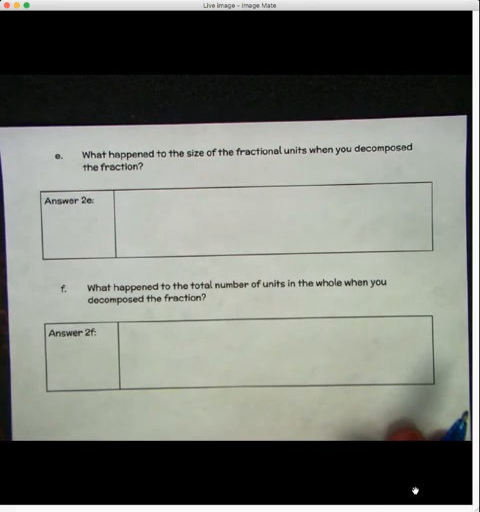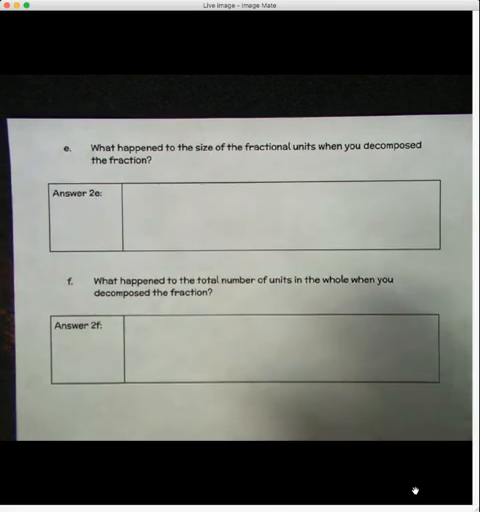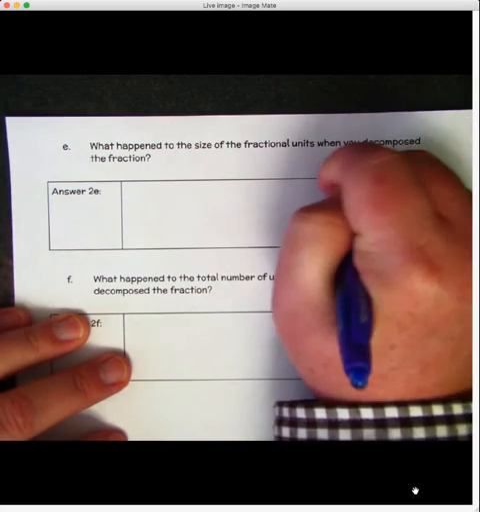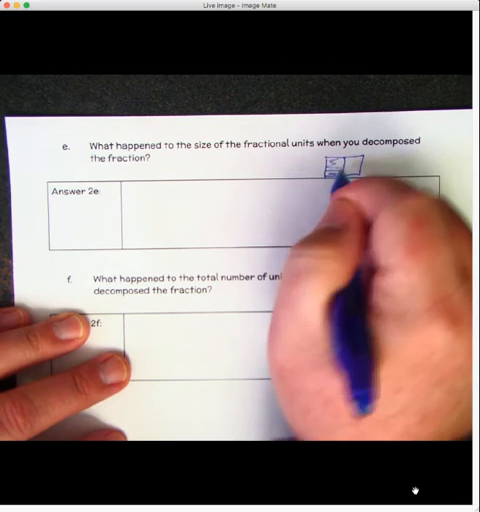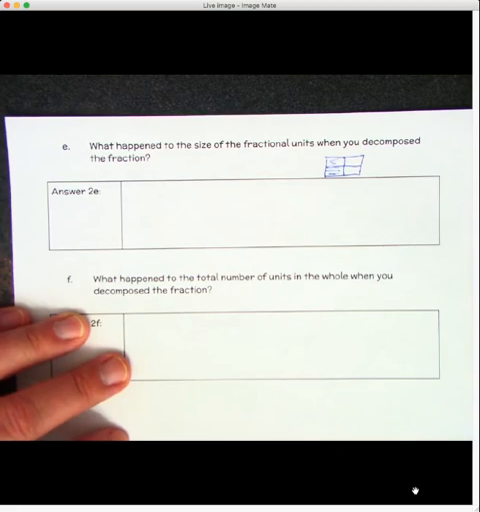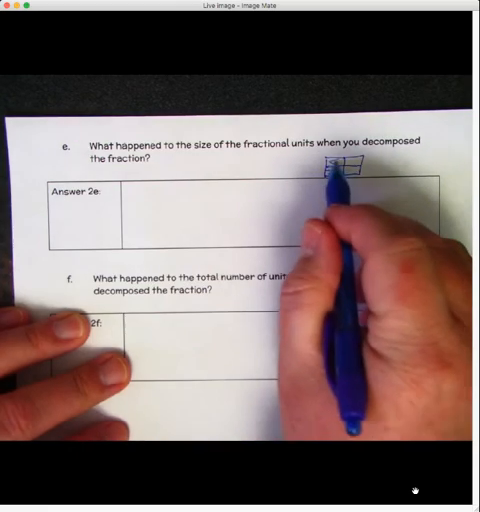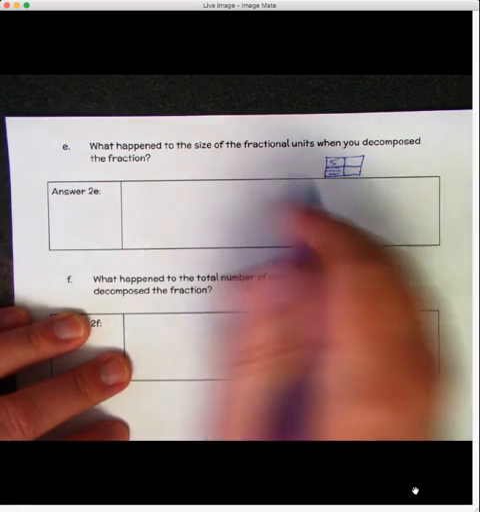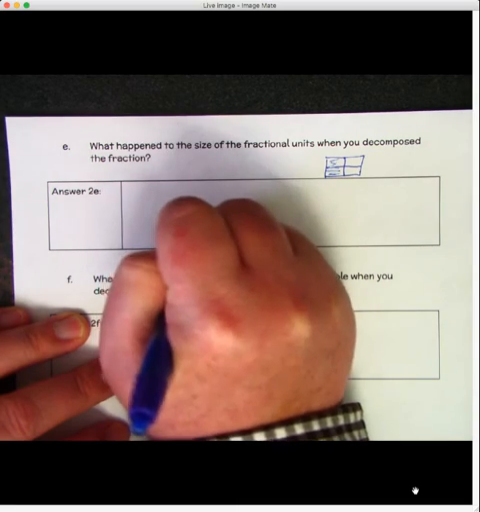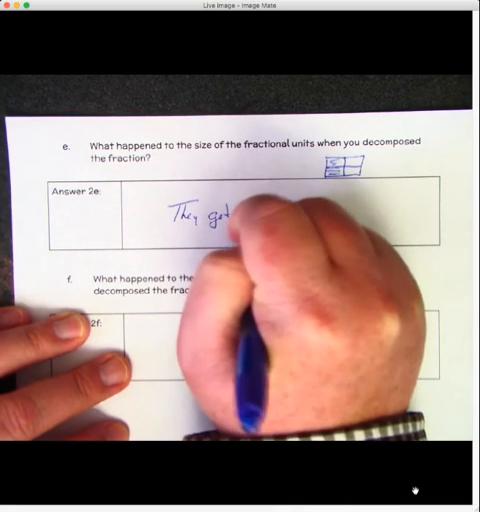What happened to the size of the fractional units when you decomposed the fractions? When we decompose the fractions, well, that means we took a box that might have looked like 1/2, and then we split it like that. What happened to the size of the fractional units? They got smaller, didn't they? Because we made more lines. So the answer is they got smaller.